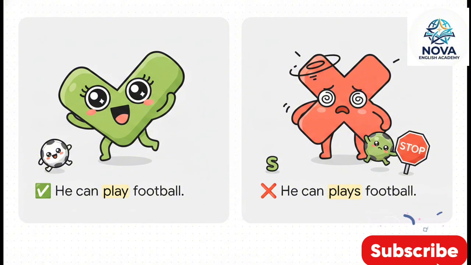Let's see that formula in action to clear up one of the most common beginner mistakes. Take a look at this sentence. He can play football. Subject he, modal can, base verb play. It's clean, simple, and grammatically perfect. But if we say he can plays football, well, notice that sneaky S on the end of play? We absolutely never, ever add an S or an ing or an ed to that base verb when it follows can or could. Even if the subject is he, she, or it, that base verb stays completely unchanged.